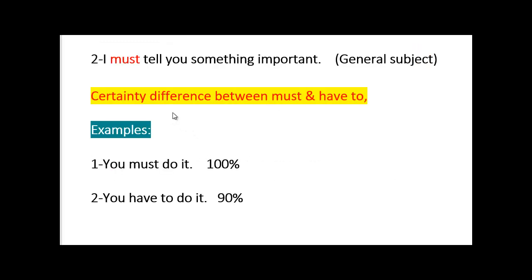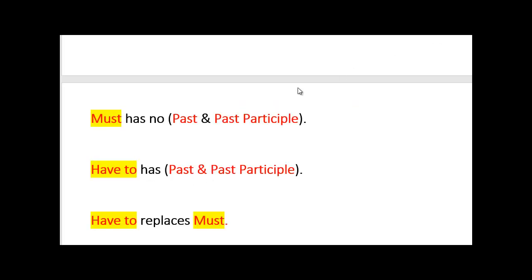Okay, here is the certainty difference between must and have to. You must do it in the present is 100%. You have to do it is 90%. Okay, good. And you could say I have to do it, not you have. It's like starting with the subject and starting with the object, if you are talking about a subject and an object. But in general, must is 100% and have to is 90%.